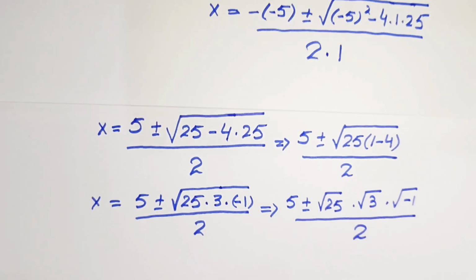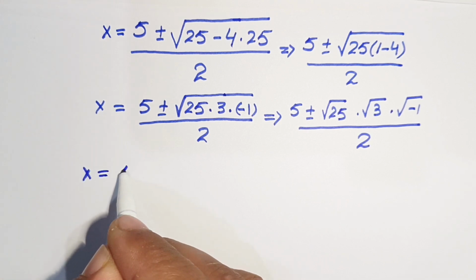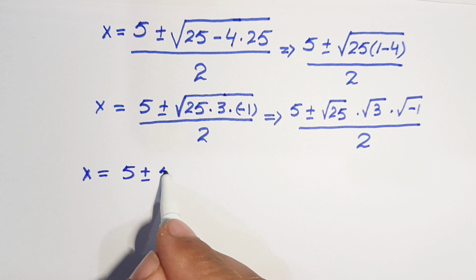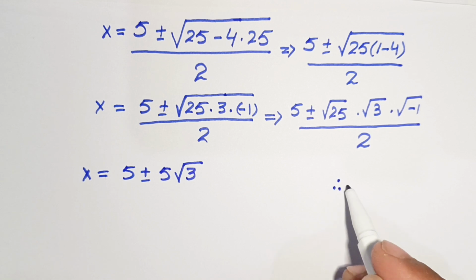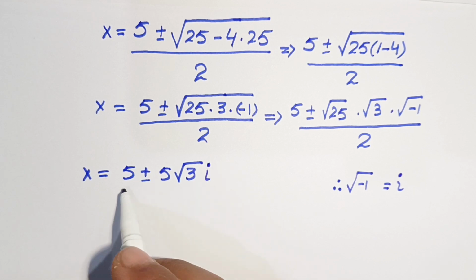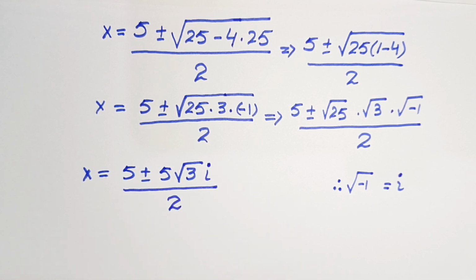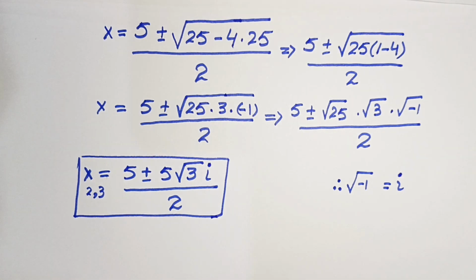So our next step is here x is equal to 5 plus minus square root of 25 is equal to 5 times square root of 3, and we know that square root of minus 1 is equal to iota i. So putting here, then we get i all over 2. So it is the value of x that we have just found out. It is actually x2 and x3. So now we see that these two values of x include complex numbers, so it is a complex solution.